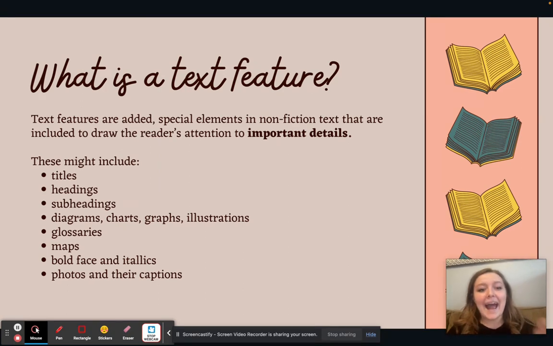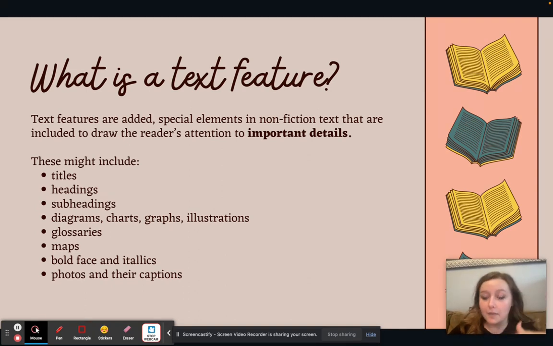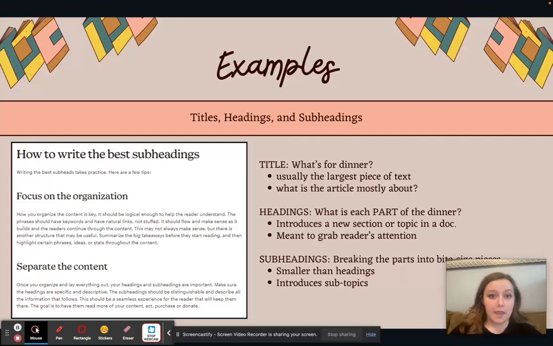So, like I said, these are added special elements that aren't just what the person wrote. And they're included so that we can draw the reader's attention to the important details. These are things like titles, headings, subheadings, diagrams, illustrations, pictures, glossaries, maps, boldface, italics, photos, captions. There is a lot to this. Basically, if you wrote an essay, you might have a piece of writing done, but these are all the things that can make it look like a finished product because they make it easier to read and easier to digest.